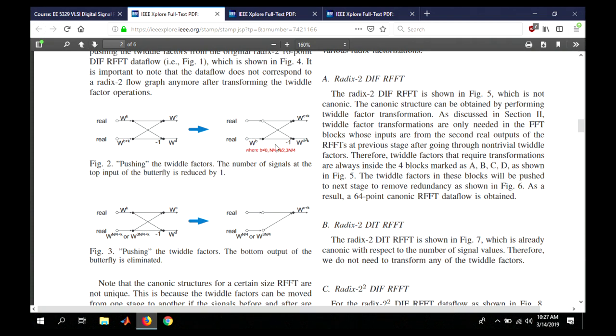When b is either n by 4, n by 2 or 3n by 4, then those are either j or minus j, so they are essentially plus or minus 1. If it is n by 4 and 3n by 4, that is multiplying by minus j or j. When it is 0 or n by 2, then we are just multiplying by 1 or minus 1. N by 2 would be minus 1.